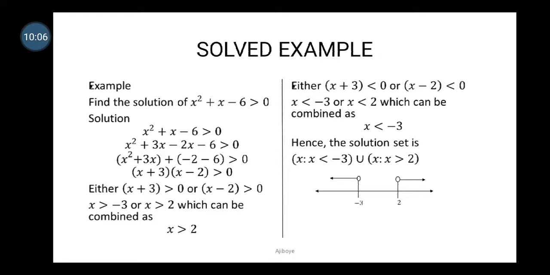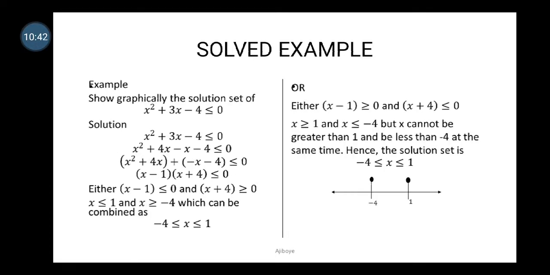So what that means is that all the values before minus 3, if you substitute those values into the quadratic expression, you will get a positive answer. On the other hand, all the values after 2, if you substitute those values into your quadratic expression, you will also get a positive answer. You can confirm, you can put the values there, and then you will see that this will always be true.